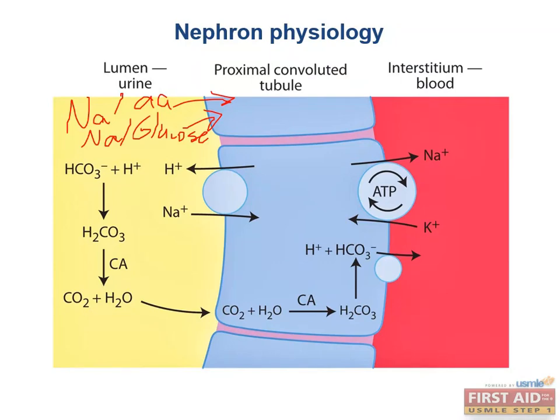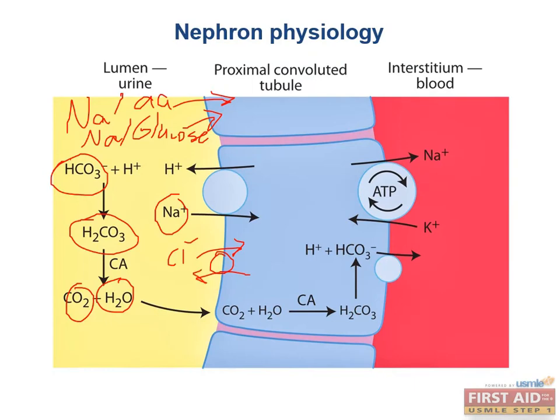Bicarbonate is converted to H2CO3 and then to CO2 and H2O by carbonic anhydrase, and that can passively diffuse through the membrane of the proximal tubule cells for reabsorption. And sodium is reabsorbed with a sodium hydrogen exchanger. Chloride is reabsorbed by exchanging it for a negatively charged base.